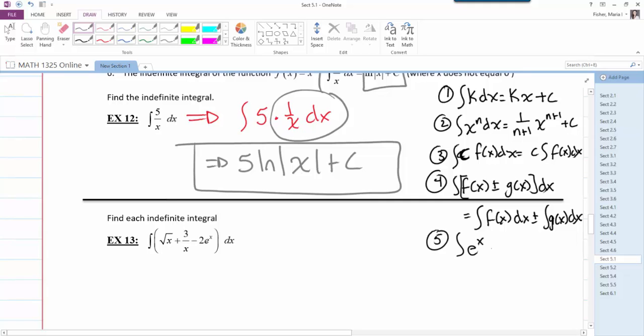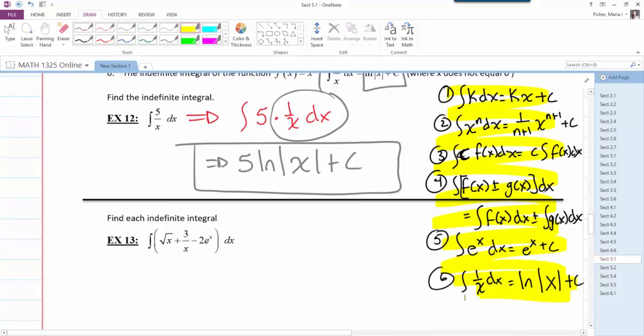Number 5 is always going to be our favorite. The integral of e to the x dx is e to the x plus c. And then finally, the integral of 1 over x dx is going to equal the natural log of the absolute value of x plus c. So we have to have all 6 of these memorized because we're going to get to more complicated ones in our next section. But those are the 6 that we know, and then we're going to use those 6 to answer questions 13 through 18.